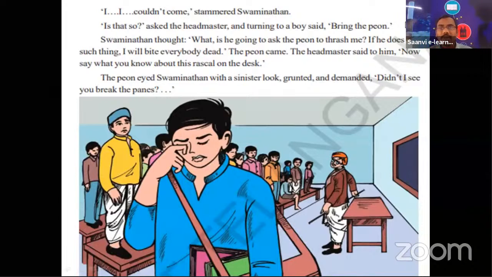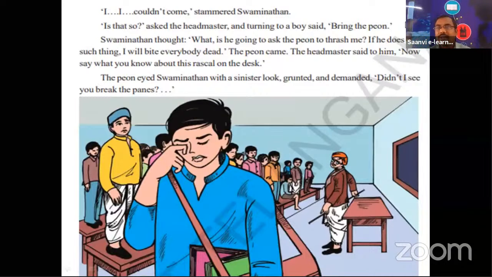The peon came. The headmaster said to him, "Now say what you know about this rascal, stupid, on the desk." So peon, can you tell me something about this boy? This boy is a rascal. What do you know about him?